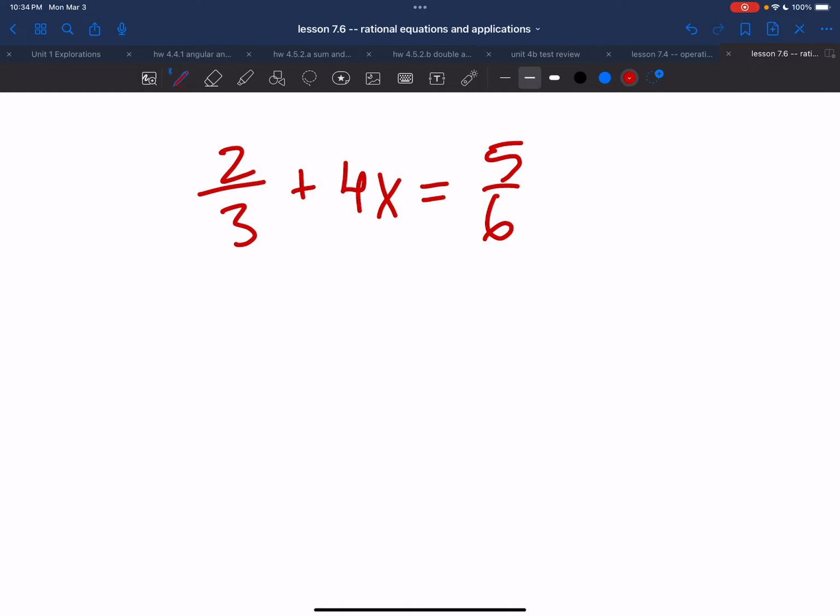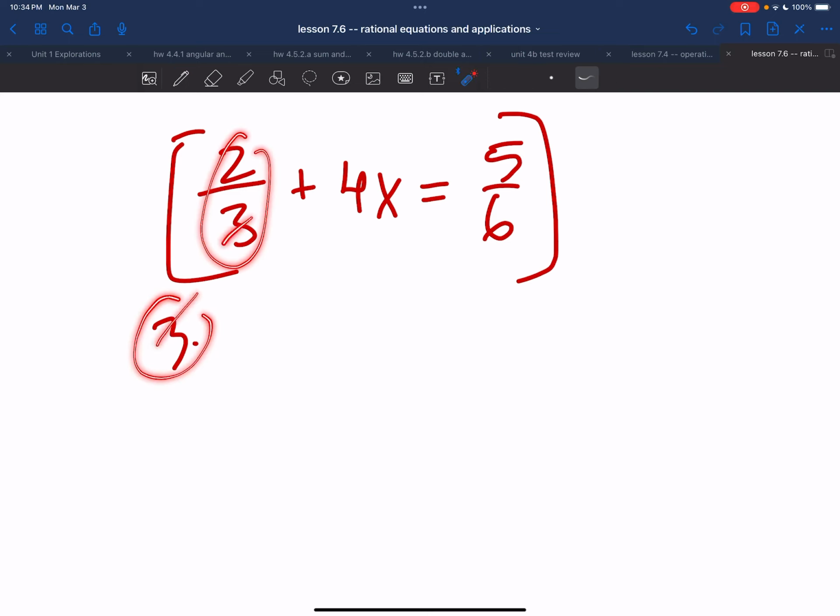You say, huh? What? I said, look at this. You have 2/3 plus 4x equals 5/6, right? If you were to multiply this whole thing by 3, well, the 3 times 2/3, the 3's would cancel, and then the 3 would multiply 4x. But then 3 times 5/6, well, 3 doesn't cancel the 6, so that would change things and you could go from there.